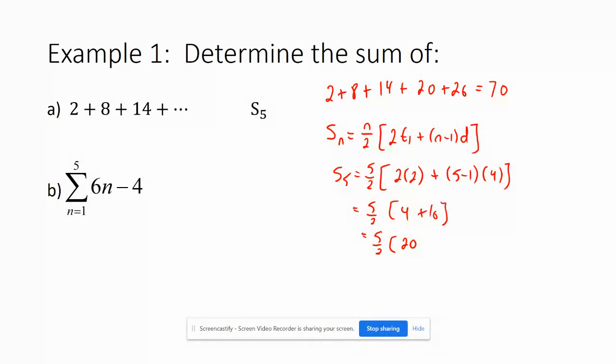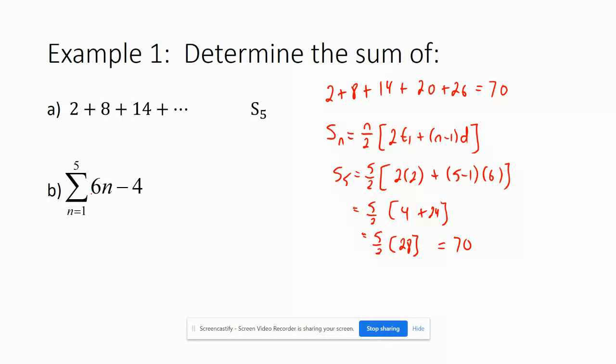The common difference is not 4, my common difference is 6. So let's fix this here. 5 minus 1 is 4, times 6 is 24. So this is times 28. And 5 over 2 times 28: 5 times 28 is 140, divided by 2 does indeed equal 70. So we just confirm this answer.